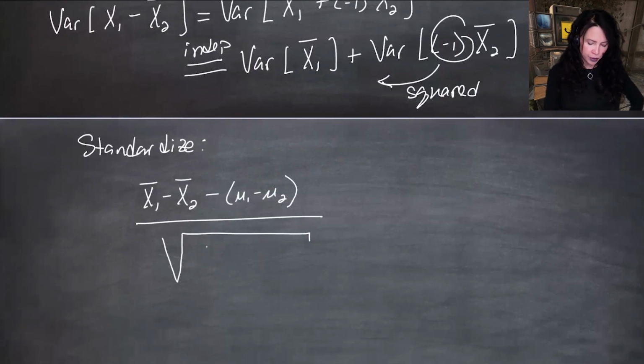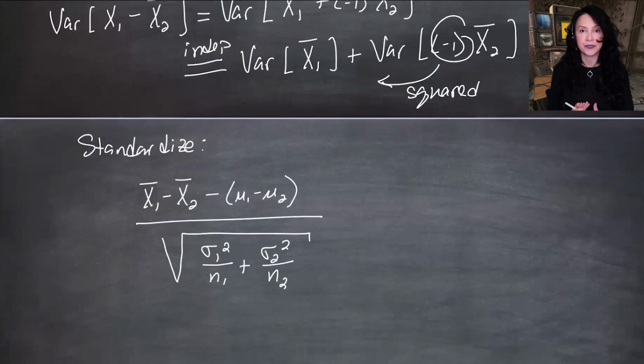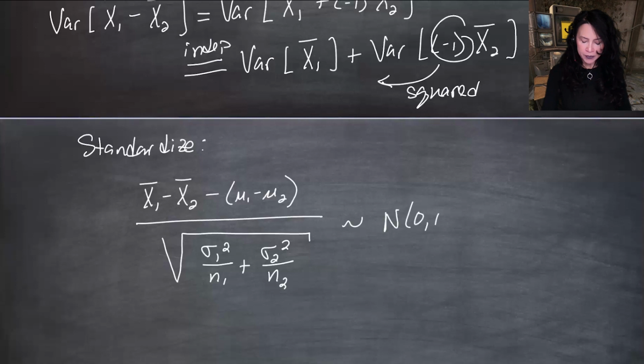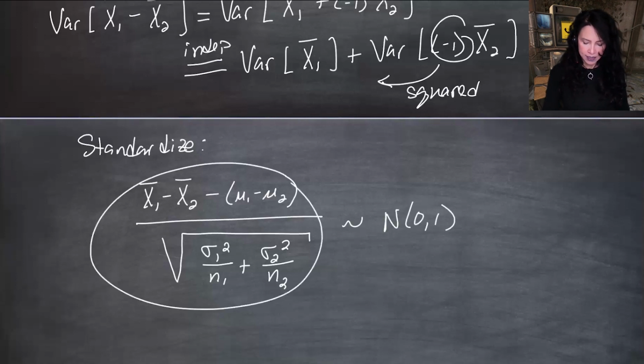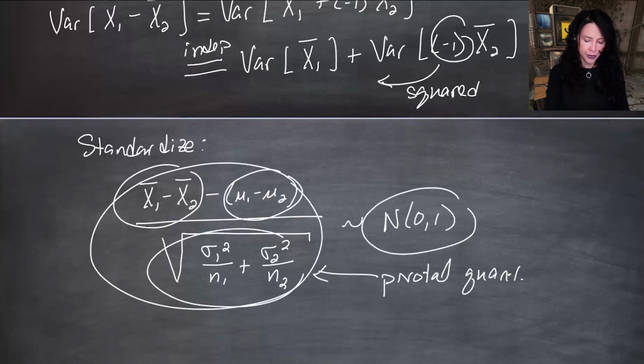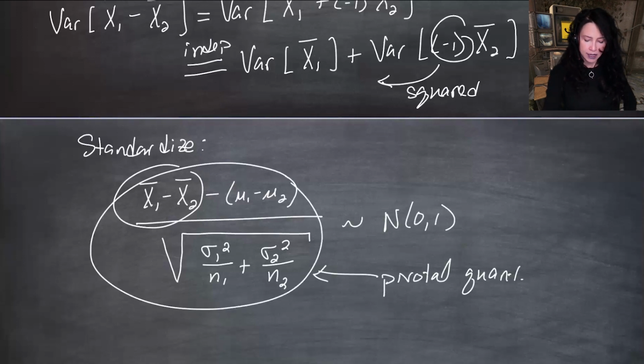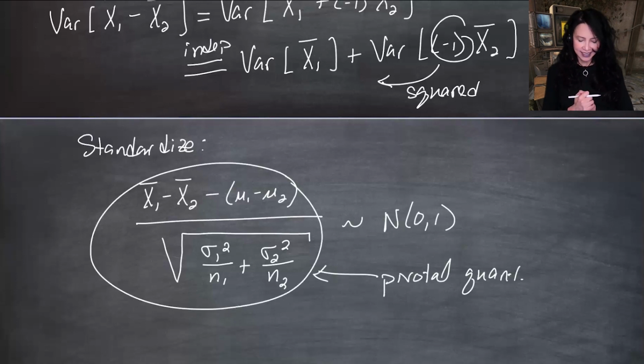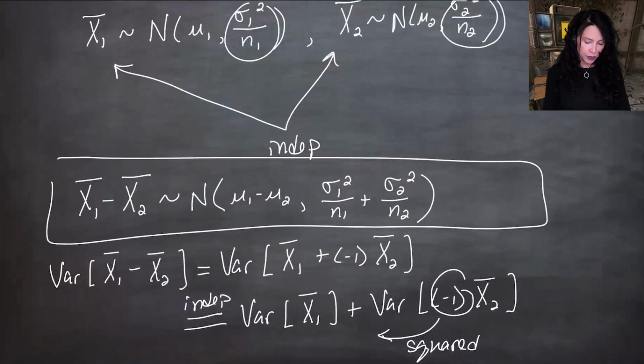So that's going to be the square root of this entire sigma 1 squared over n1 plus sigma 2 squared over n2. This is normal 0, 1. So this is our pivotal quantity because it's a function of the estimator, the unknown parameters, and known things whose distribution is completely known to us and not dependent on any unknown parameters. Let's call it Z. It's a standard normal. We are ready for step 3.